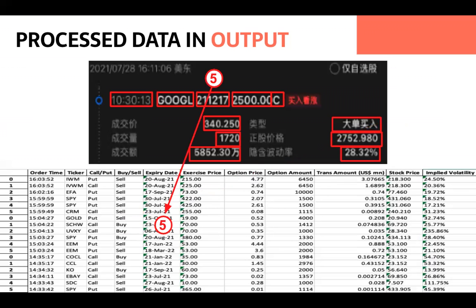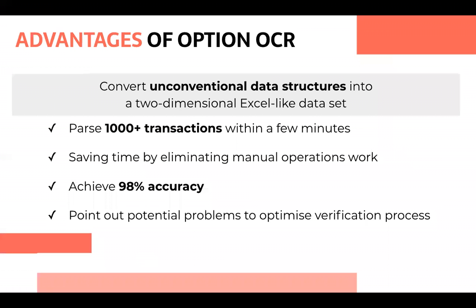The next one was the expiry date. As you can see, it formats it into a very simple interface which a user can read and analyze later. And we have the exercise price, the option amount, the transaction amount, the stock price, and the implied volatility. So these are the 11 things that our tool pulls. The difference between some transactions is very minute, but we can still pull everything in a very structured way for analysis later.